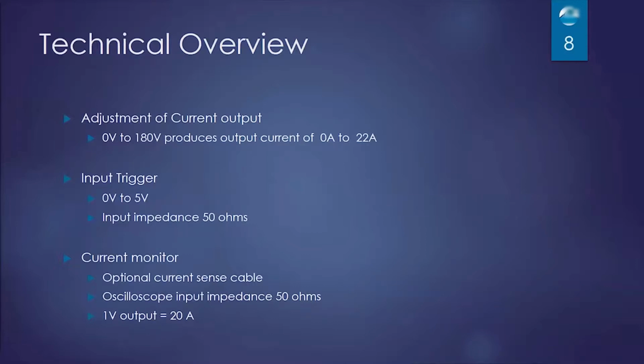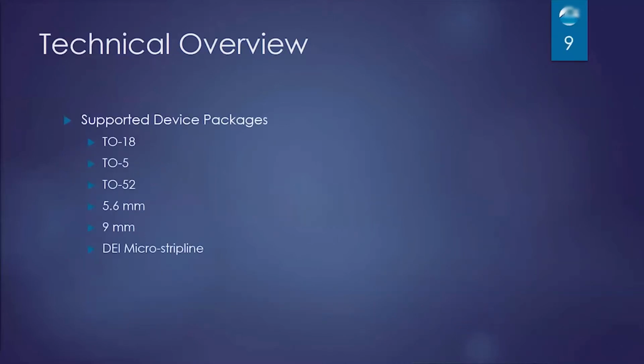The input trigger is a 0 to 5 volt signal that must be able to drive a 50 ohm load. The current monitor, which requires the use of an optional current sense cable, will drive a 50 ohm impedance on an oscilloscope, and a 1 volt output on the current monitor cable equates to 20 amps output of our module. Here's a list of supported devices.